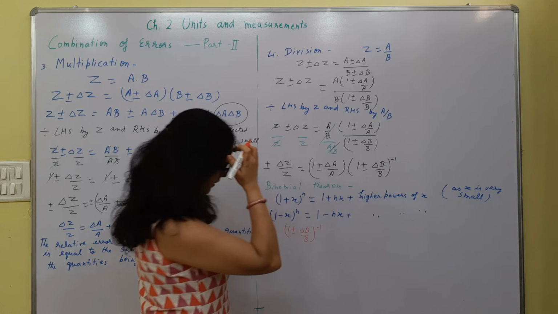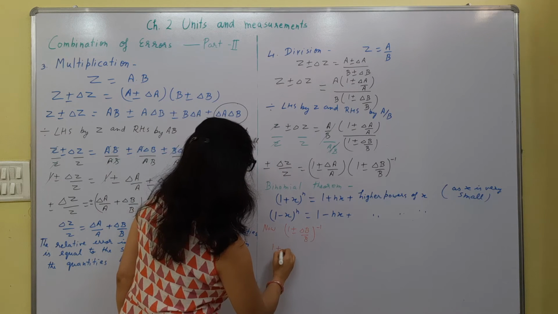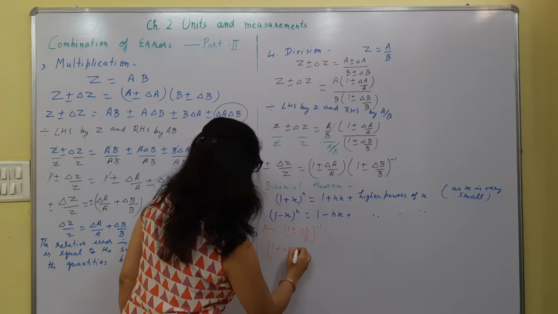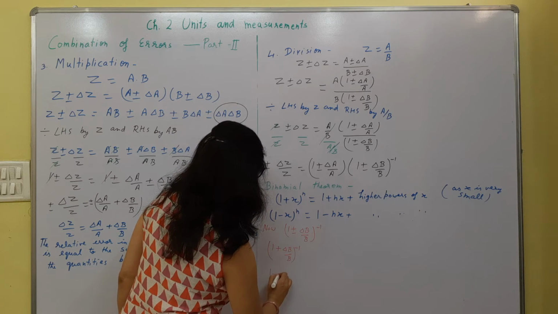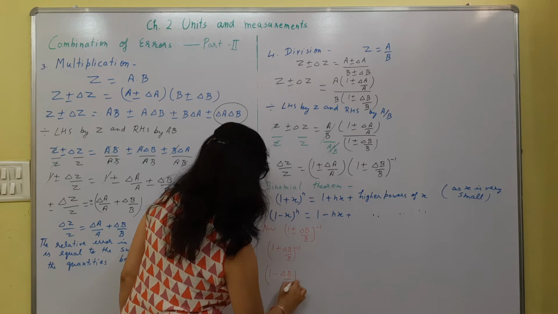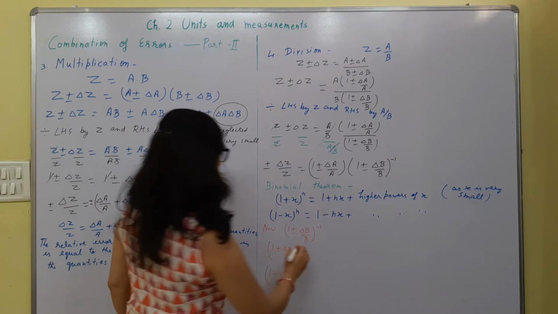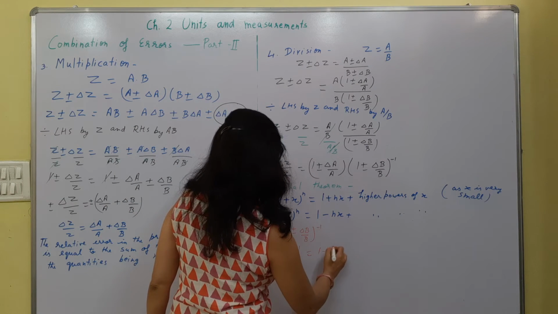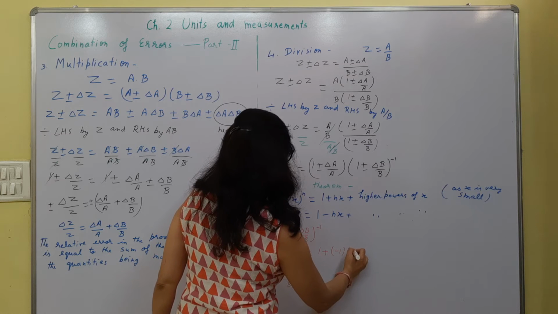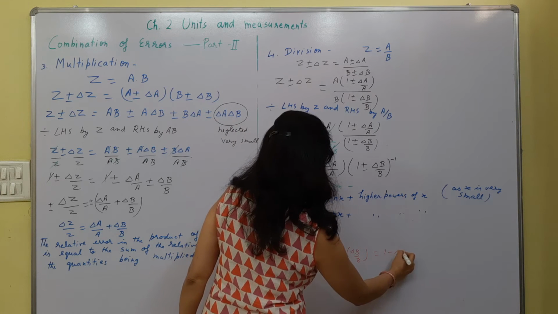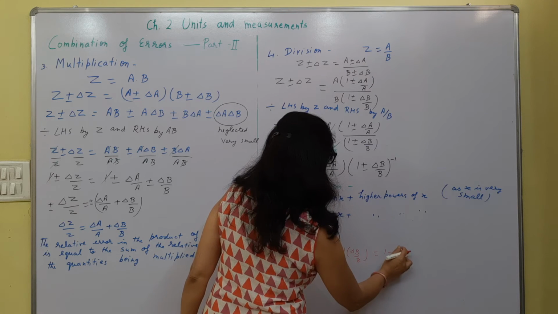This can be written as (1 + Δb/b)^-1, and this can also be written as this. So I have broken it down into two parts to solve it. So this will be 1 plus n is minus 1, x is Δb/b. So this will be 1 minus Δb/b.